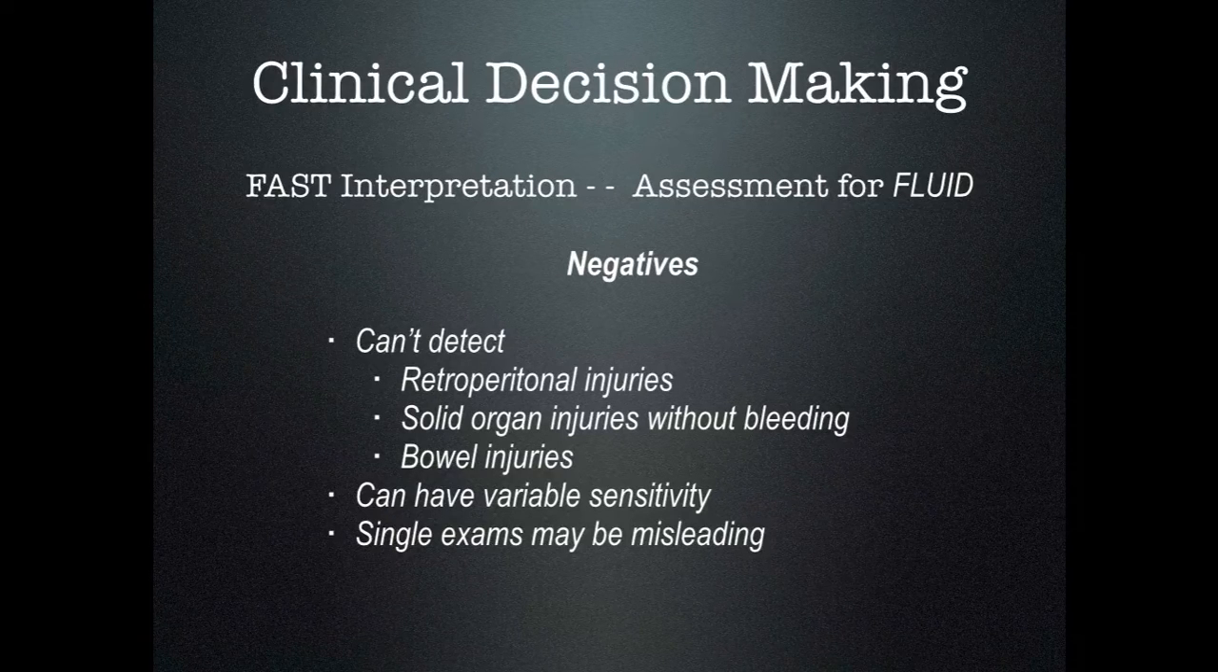So let's go back over the negatives of the FAST exam. You can't detect retroperitoneal injuries. You can't detect solid organ injuries that are not bleeding into the abdomen. And you can't detect bowel injuries. You have variable sensitivity. You can't always rely on it because there may be a fast bleeder and hasn't had time to bleed into the abdomen, or maybe a slow bleeder and you haven't had time.